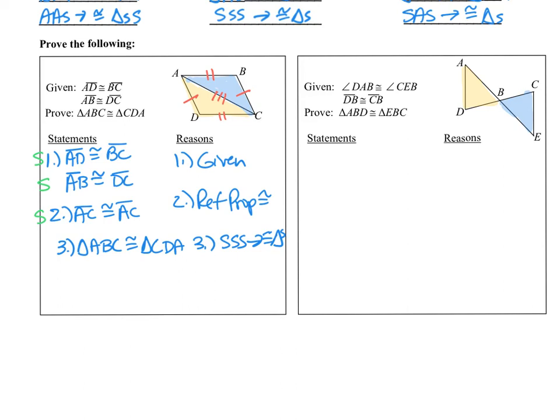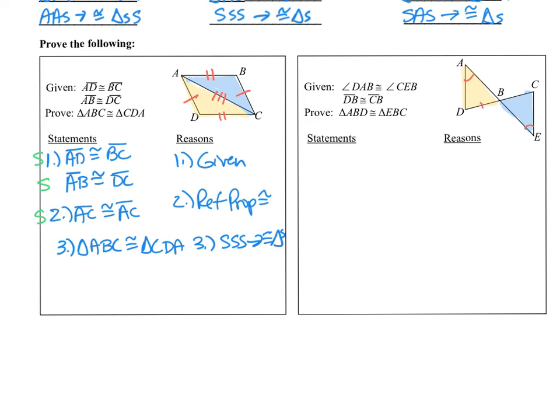All right, and then in our last example, this time we have angle DAB congruent to angle CEB. So let's go ahead and mark that. Angle DAB is this angle. So we'll mark it congruent to angle, let's see, angle CEB. So that's this one. Okay, we're also given that side DB is congruent to side CB. So DB is congruent to CB. Let's go ahead and mark those.